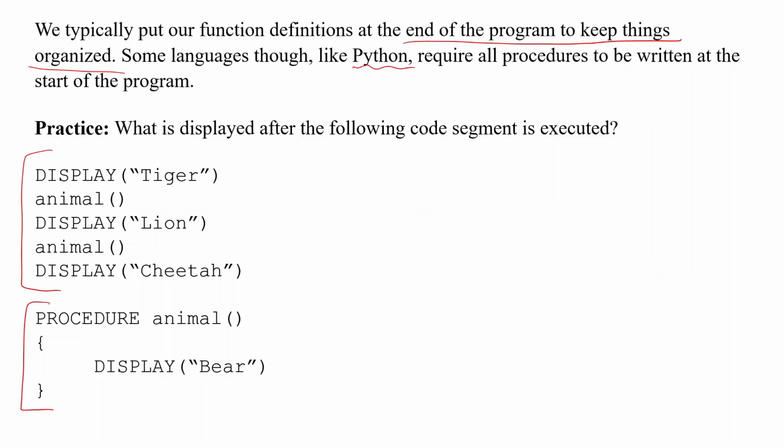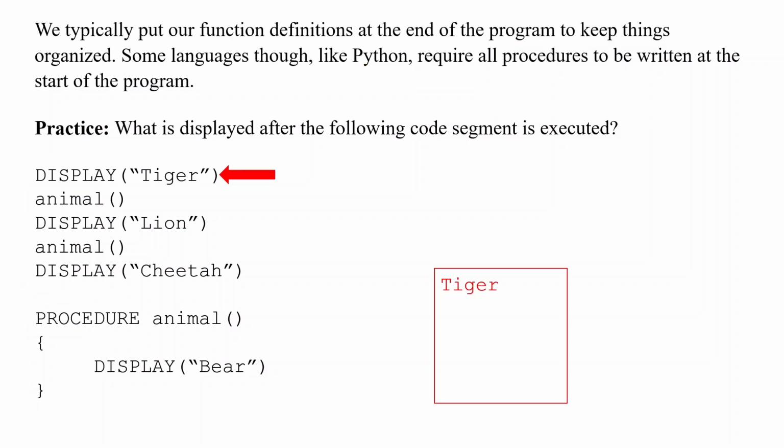Okay. So here's our other example. What is displayed after the following code segment is executed? So first we have tiger. Start at the top. As we go down, then I have my call to my animal procedure. So it goes down to animal, and then what gets displayed is bear. So bear gets displayed next. That line of code ran, that procedure is over, and I go back and I continue on with my program. Next up, I display lion.